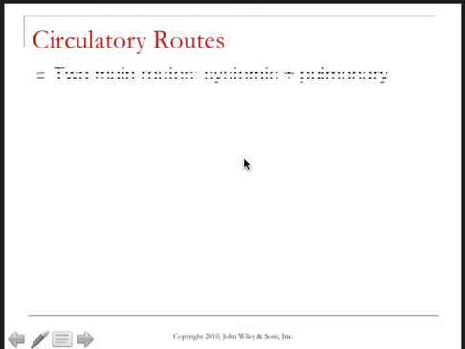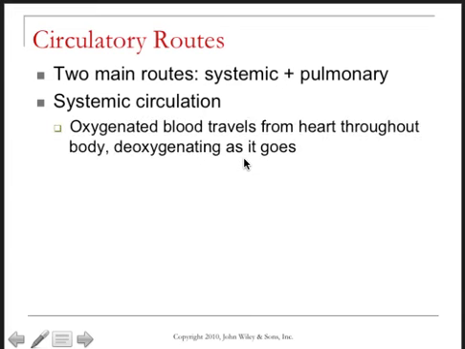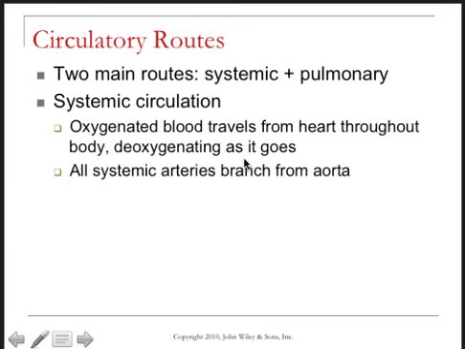Okay, there's two main circulatory routes in the body, the systemic and the pulmonary. The systemic is basically the blood going to everywhere but the lungs, and the pulmonary is the route to and from the heart to the lungs. Systemic circulation is where oxygenated blood travels from the heart throughout the body, losing oxygen as it goes, because what is it doing? It's delivering that life-giving gas to the peripheral tissues.